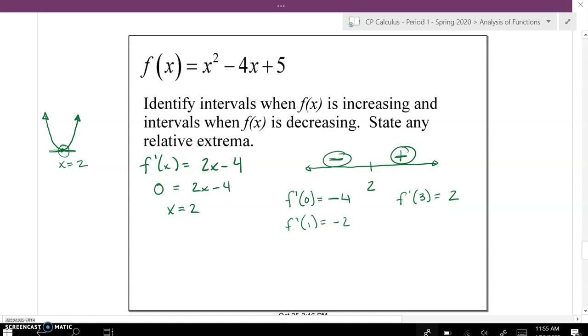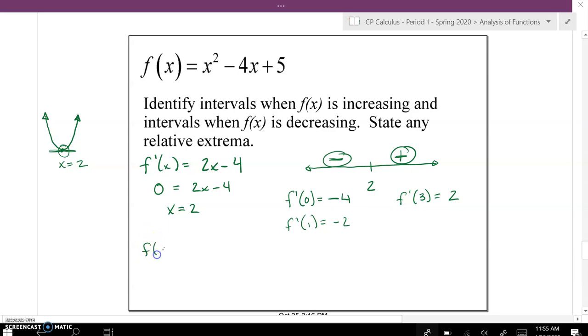Therefore, I know that that part of my function is an increasing part because I'm getting positive slopes on that side of the critical value. So I have everything I need now to answer the question that's being asked here, which is to identify the intervals where f of x is increasing and intervals where it's decreasing, and then state any relative extrema. So I'll start off by doing the intervals.